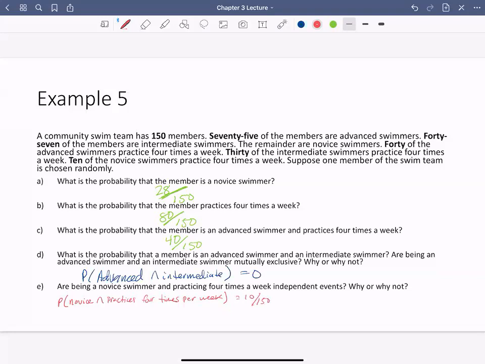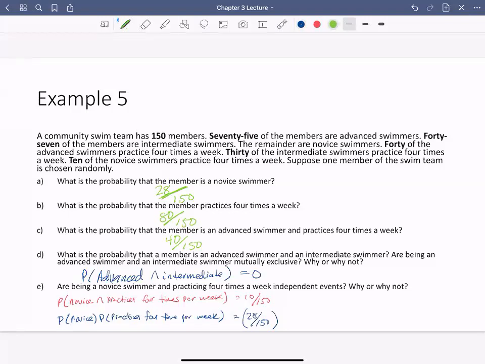All right, well, I have to prove that if they're independent, then the intersection is equivalent to them being multiplied together. So I need to prove that that is the same as the probability of being novice times the probability of practices 4 times per week. So the probability of them being novice, as we already said, was 28 out of 150. And now I have to say the probability of them practicing 4 times per week. It doesn't say who, it just says practicing 4 times per week. So how do I find that?